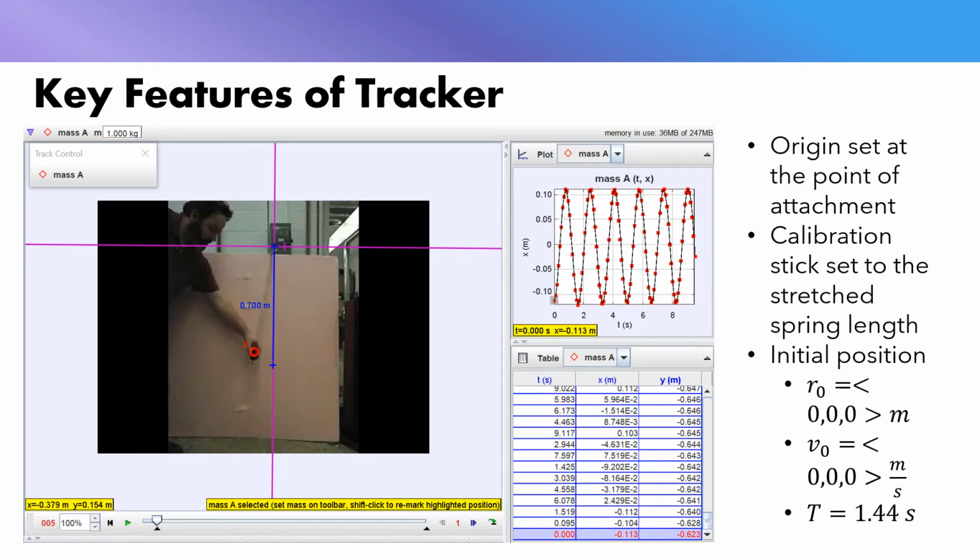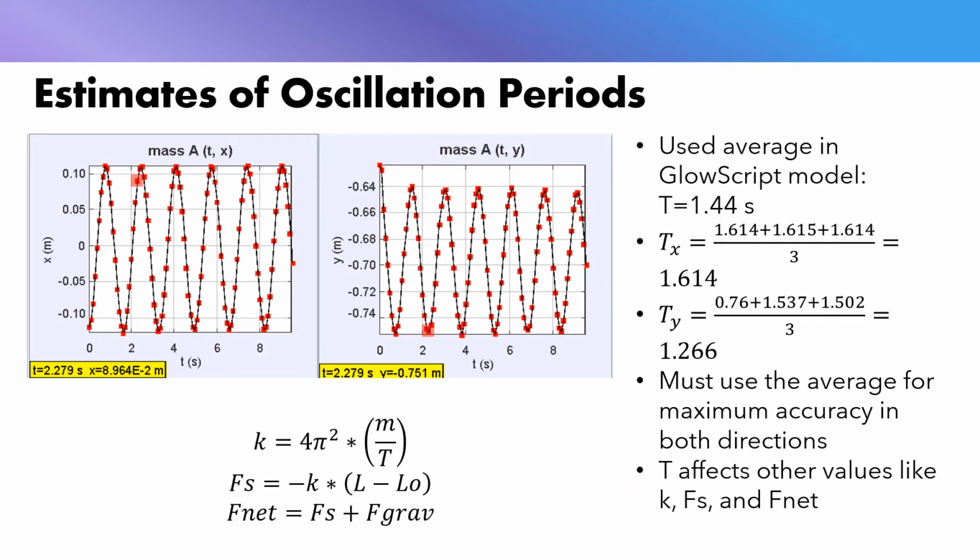The period of oscillation, T, was 1.614 seconds, and I found that by taking the average of the times of the first 3 full oscillations that I got by looking at both the time versus x position and time versus y position graphs' lowest points. In my GlowScript model, I used an average of the periods of oscillation obtained from both the time versus x position and time versus y position graphs. This was to obtain the best period of oscillation for both the x and y directions. If I had used the average of the first 3 oscillation periods from the x position graph only, there would be a lower accuracy of the model in the y direction, and vice versa.